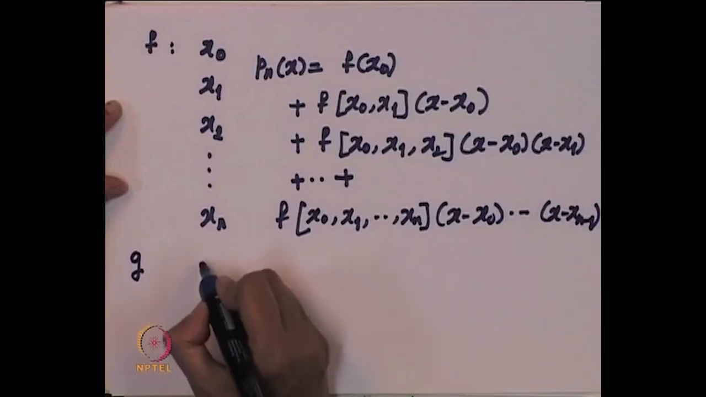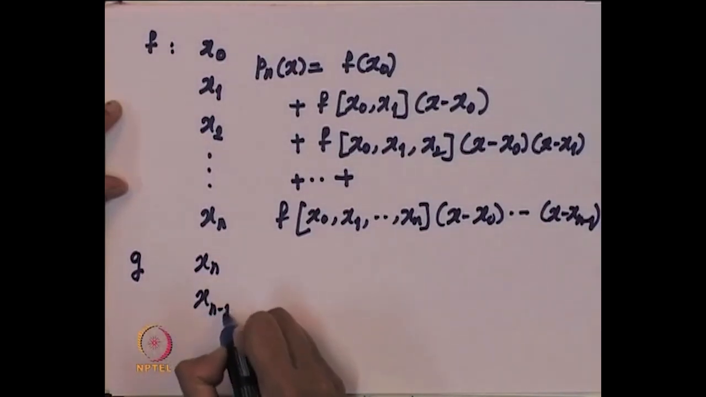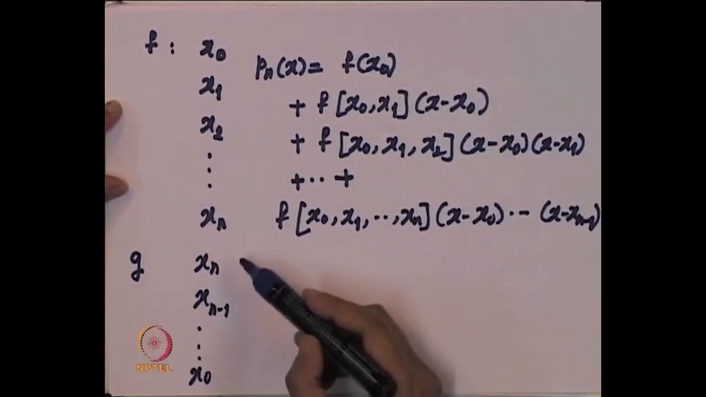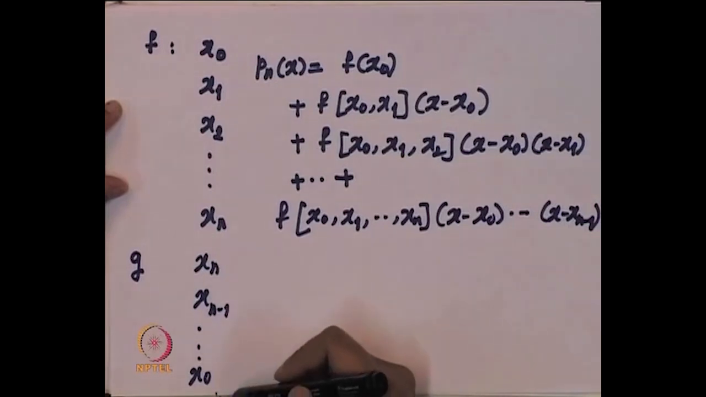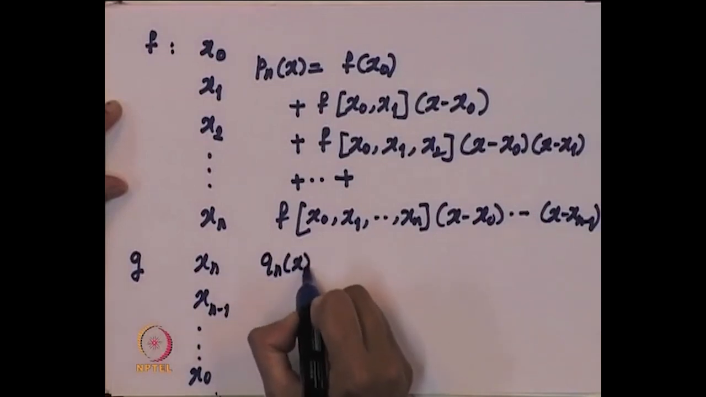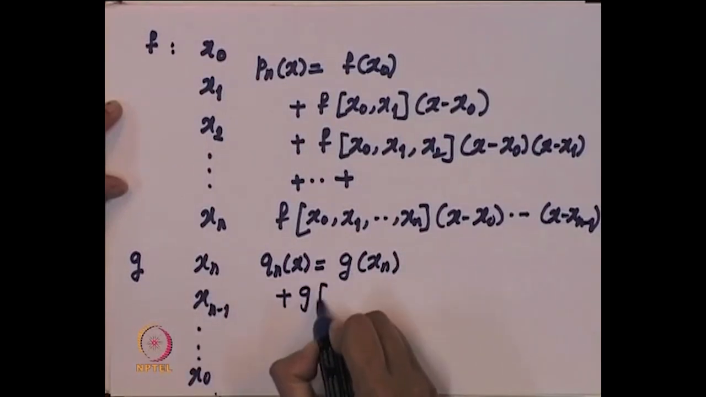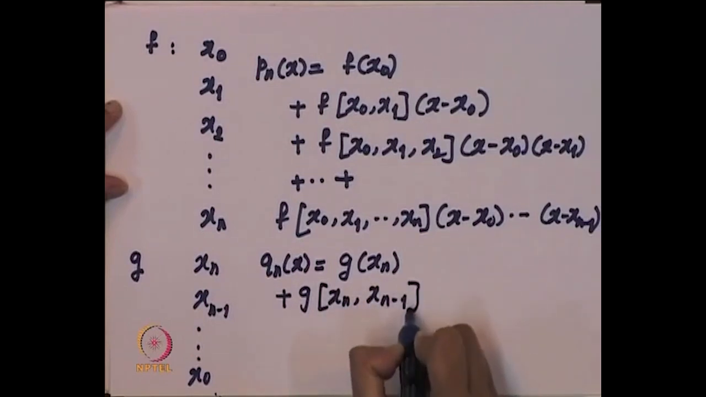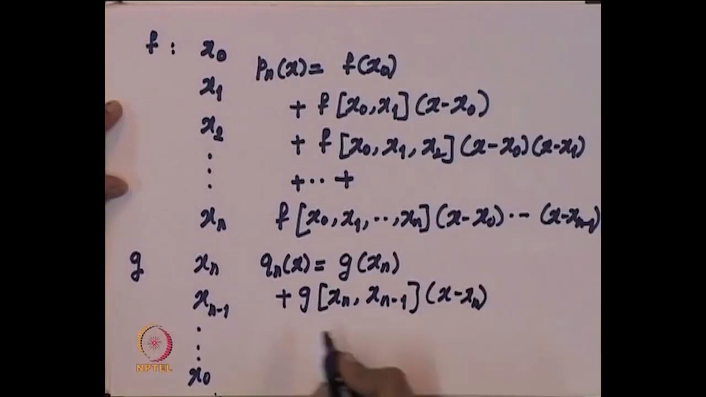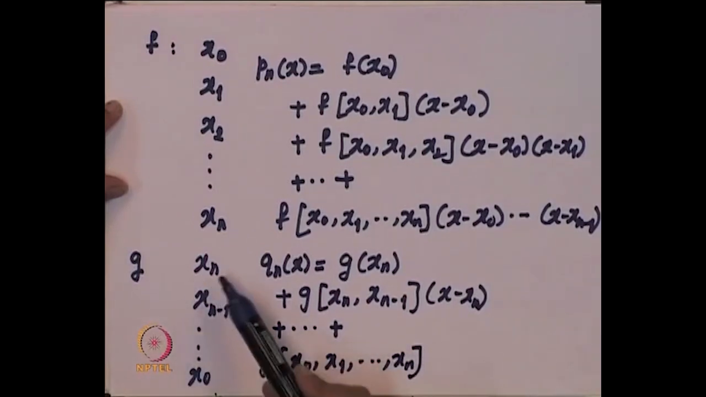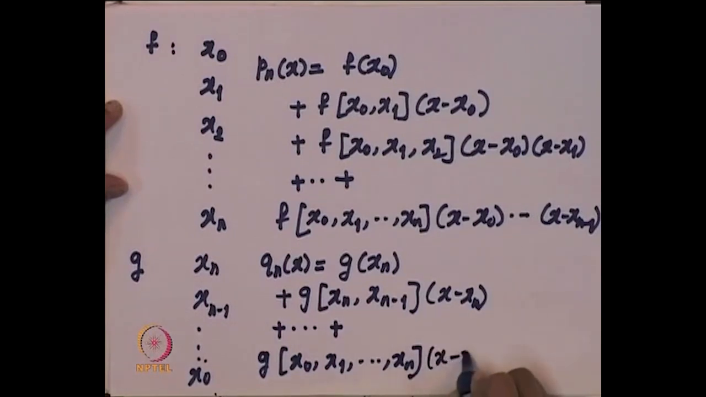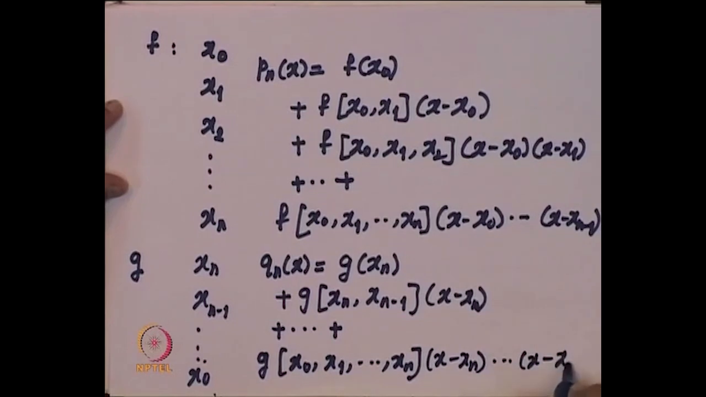For the function g, our points are going to be x_n, x_{n-1}, ..., x_0. So, the set is the same, but the points we are taking in the reverse order. So, q_n at x will be equal to g at x_n, the first point, plus the divided difference based on x_n, x_{n-1}, and now (x - x_n). So, when we proceed in this form, the last term is going to be the divided difference based on x_0, x_1, ..., x_n, and then you will be multiplying by (x - x_n), (x - x_{n-1}) up to (x - x_1). So, it is (x - x_n) up to (x - x_1).